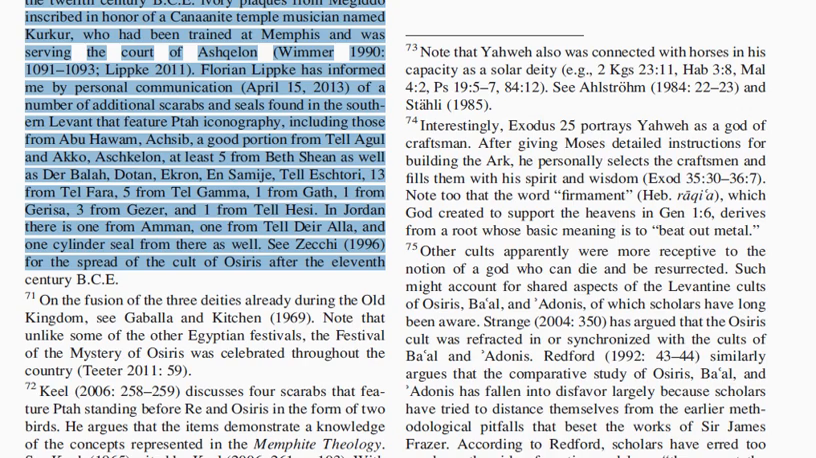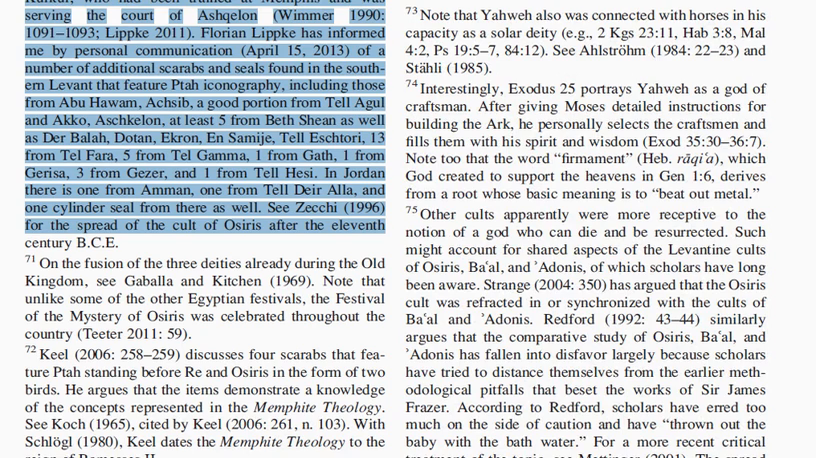Florian Lipke has informed me by personal communication, April 15, 2013, of a number of additional scarabs and seals found in the southern Levant that feature Ptah iconography, including those from Abu Hawam, Aksib, a good portion from Tel Agul and Akko, Ashkelon, at least 5 from Beth Shean, as well as Dur Balah, Dotan, Ekron, and Samij, Tel Eshtori, 13 from Tel Farah, 5 from Tel Gama, 1 from Gath, 1 from Geriza, 3 from Gezer, and 1 from Tel Hesi. In Jordan, there's 1 from Amman, 1 from Tel Deir Allah, and 1 cylinder seal from there as well.